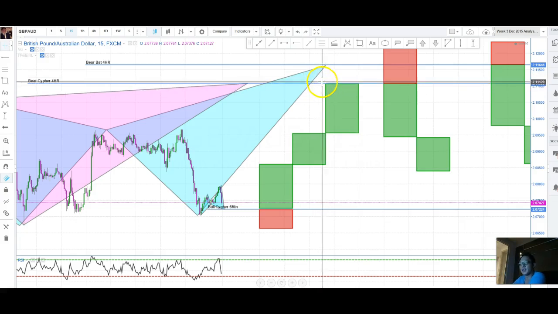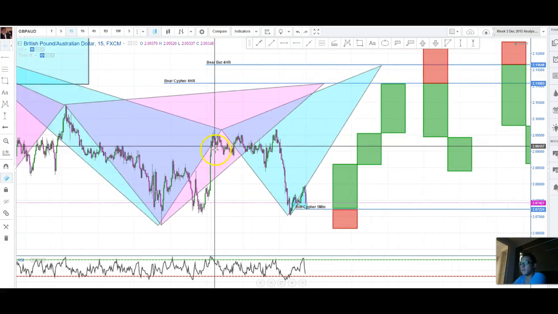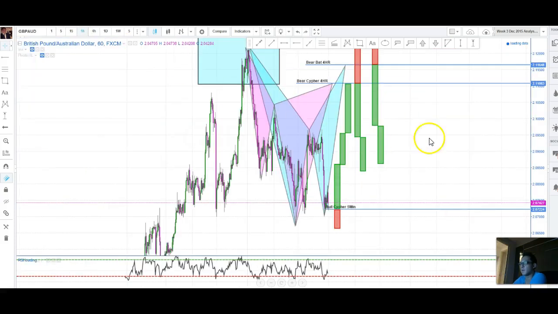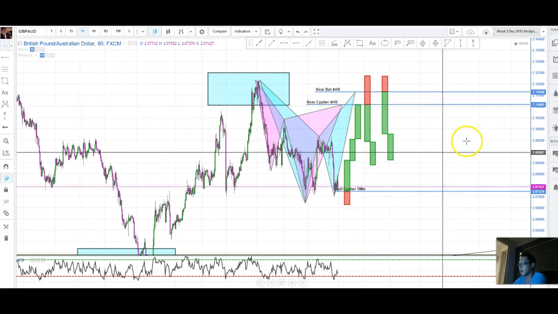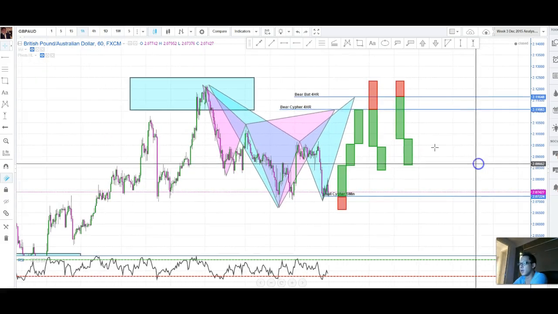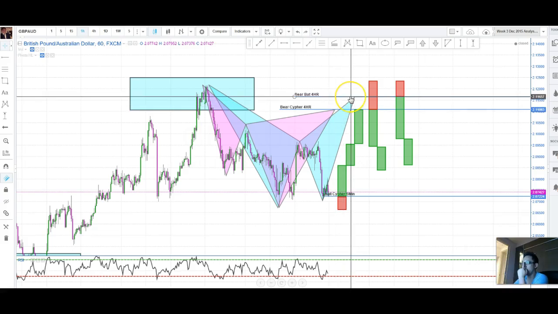I'm hoping to touch this level here, and then have a trade and then basically sell it. So you're buying up here and selling it back down. Okay, pretty good one. Now I'll most likely take this bat pattern, right?